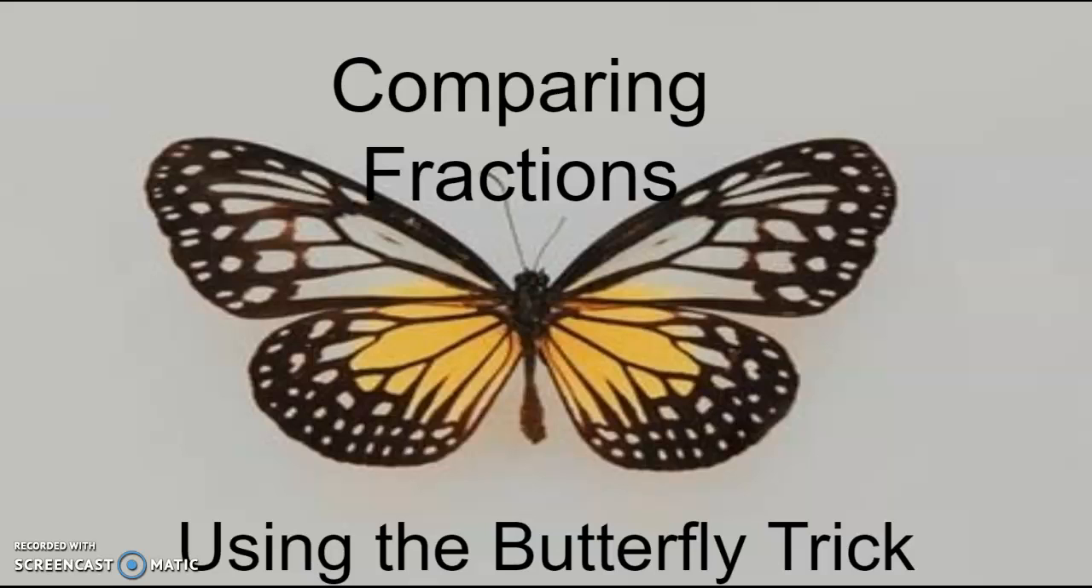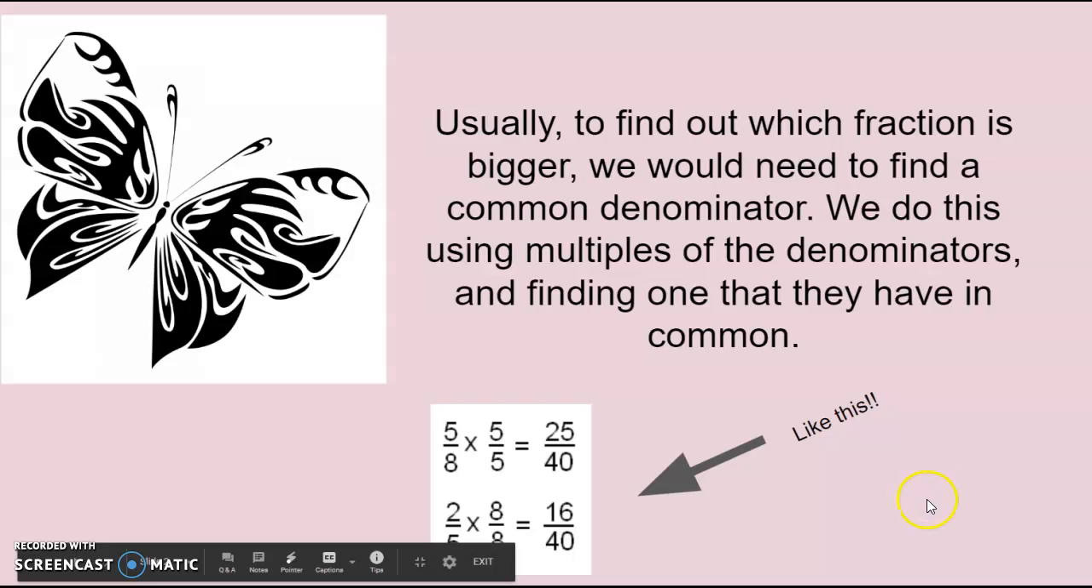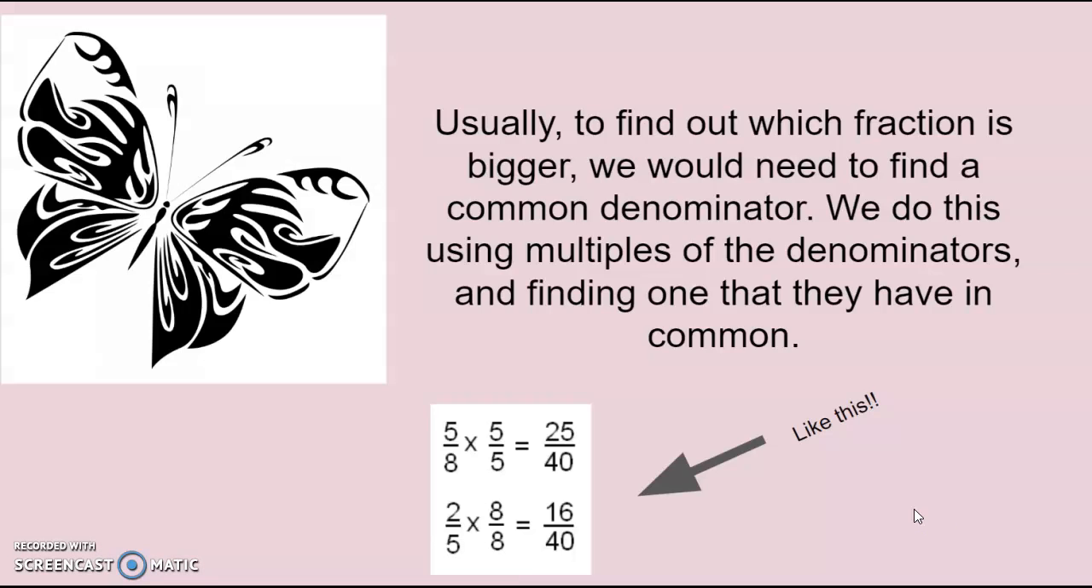Well, there's an easy trick I like to use, and it's called the butterfly trick. I want to start off by telling you that usually the way that we would find out which fraction is bigger would be to find a common denominator. We would look at multiples of the denominators and find one that they have in common. So you can see down at the bottom, I changed 5/8 and 2/5 into equivalent fractions with the same denominator. I came up with 25/40 and 16/40, and therefore I would know that 5/8 is bigger.